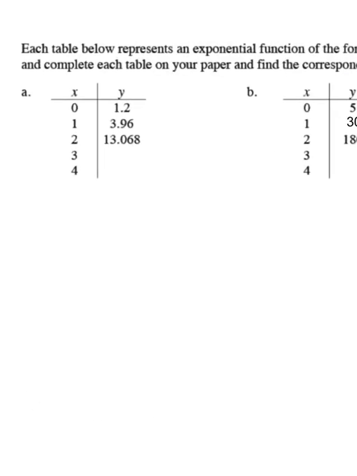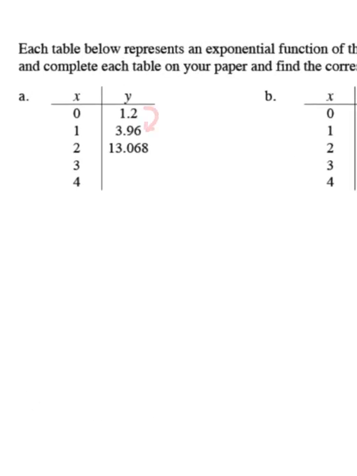So if I look at this first pattern, I need to find out what the multiplier is. If I can't multiply it in my head, I just work backwards and do division. So 3.96 divided by 1.2, which is 3.3. So now I know my multiplier, my rate of change is 3.3.